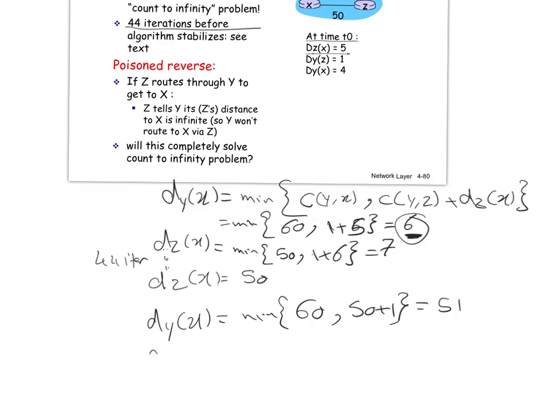Okay? So now, dZx will be the minimum of 50, which is a direct link, or 51 plus 1. It's now larger. So now I have to go directly to X.